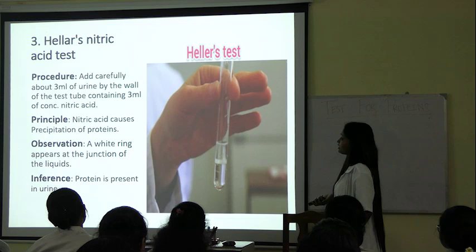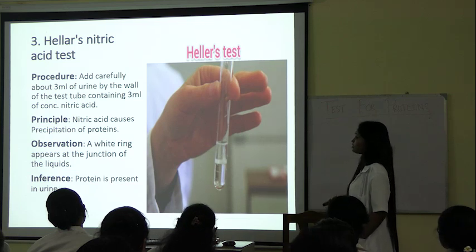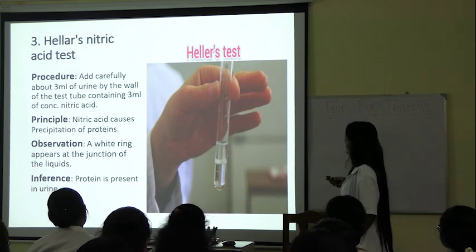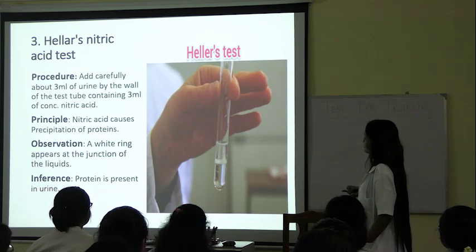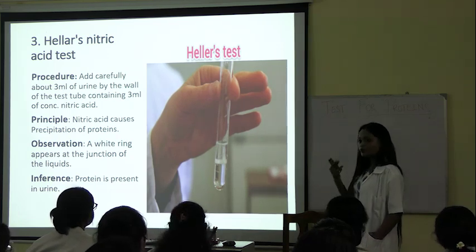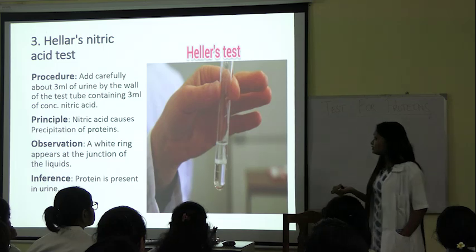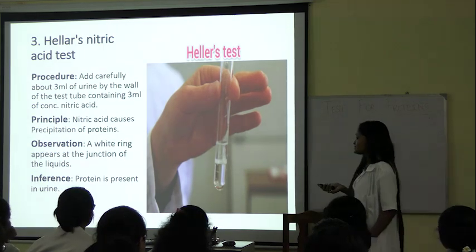And the observation is a white ring appears at the junction of the liquids. Like you saw in the picture, there is a ring in between the two portions of the liquid. So the inference will be the protein is present in the urine.